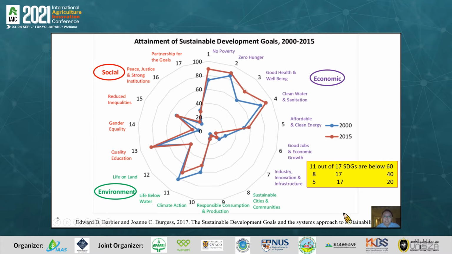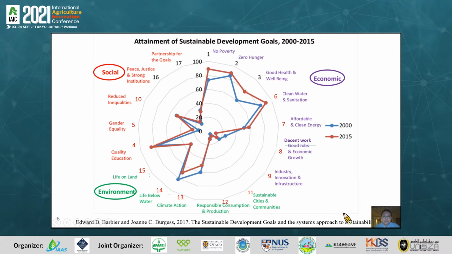Among these 17 goals, 11 of the 17 SDGs are below 60, where a score of 100 means fully attained, 8 of 17 are below 40, and 5 of 17 are below 20. Most of those below 20 are within the environment and social systems. Among those 5 SDGs below 20, 4 are related to agriculture.